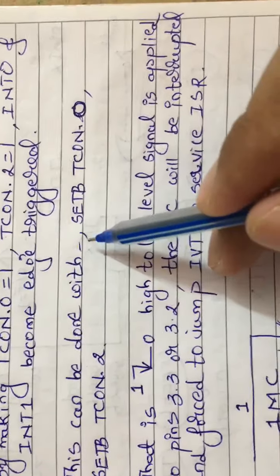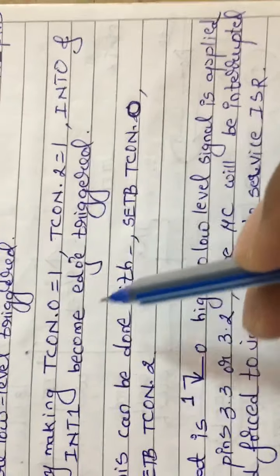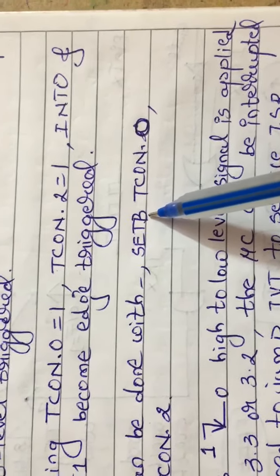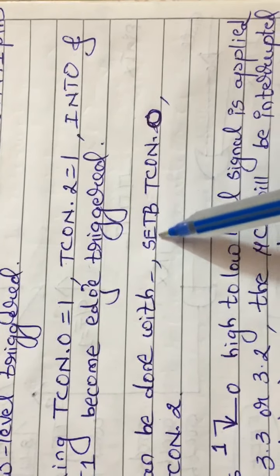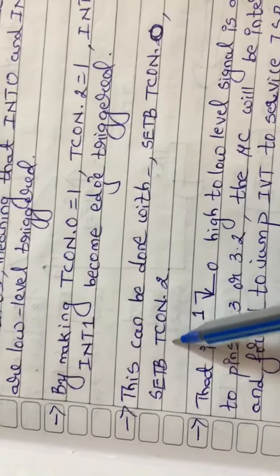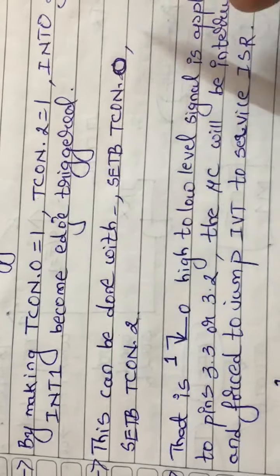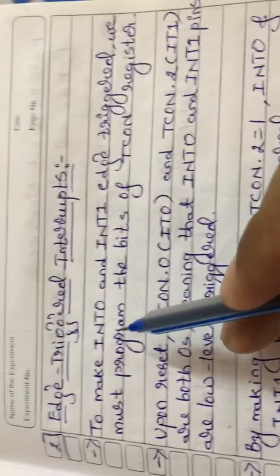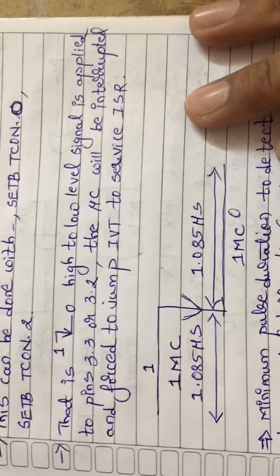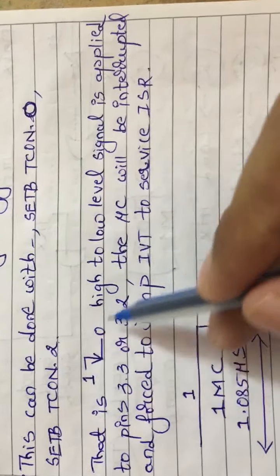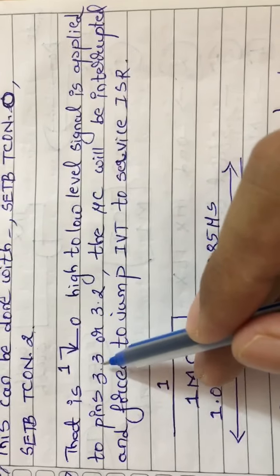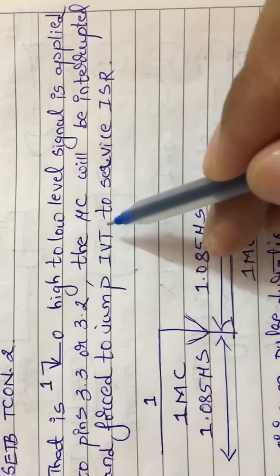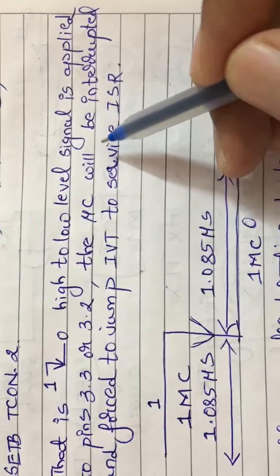This can be done with the help of instructions. In order to make these two values equal to 1, we need to write SETB TCON.0 and SETB TCON.2. That's it. After writing these two instructions, the programmer will come to know that we are using edge triggered interrupts. That is, when a 1 to 0 high to low signal is applied to pins P3.3 or P3.2, the microcontroller will be interrupted and forced to jump to the IVT to service the ISR. The same statement that I have written here.